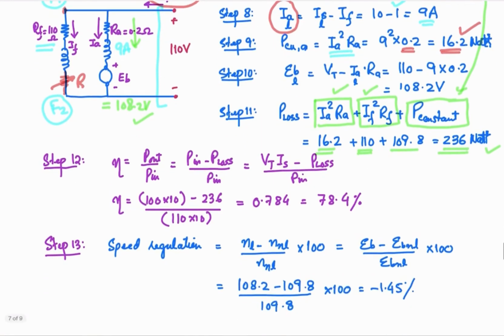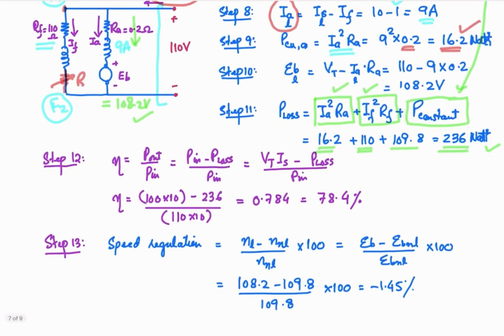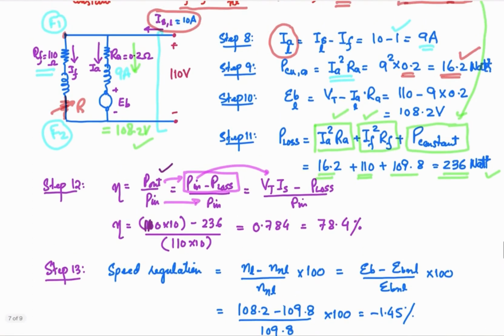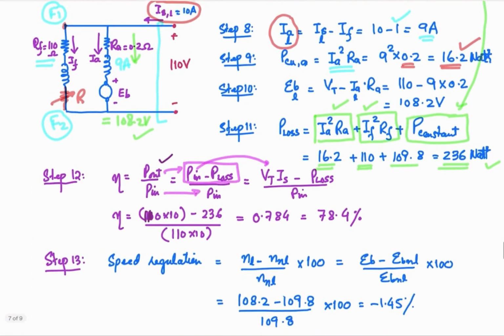Okay, so now to find out the input power, the efficiency is the output power over the input power. So for that, the output power, we can write it like that: input power minus losses. If you subtract losses from the input, the rest is the output power. And similarly the input power is terminal voltage into supply current, right? That's the input power over here. Terminal voltage is 110 volt multiplied with supply current, that is 10 ampere.